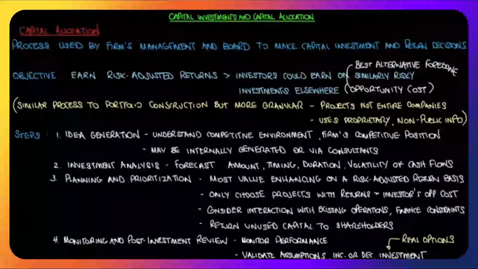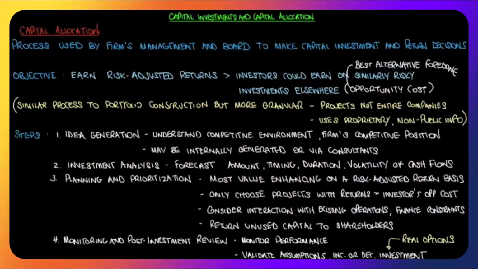What are the steps in the process? There are 4 of them. Number 1, think of something to do. Idea generation. Absolutely key to understand your competitive environment when you're coming up with ideas. Know what is possible, what is feasible, what is realistic, and know your competitive position. So go back to the early modules of corporate issuers. Go back to your company and industry analysis. Make sure you know where you're at, what your strengths are, and try and build on those.